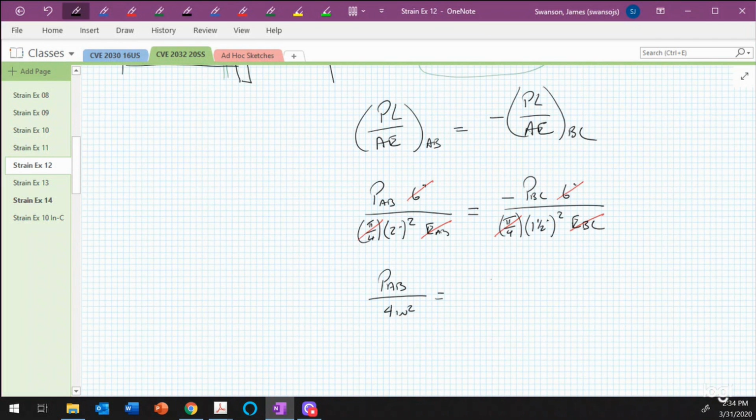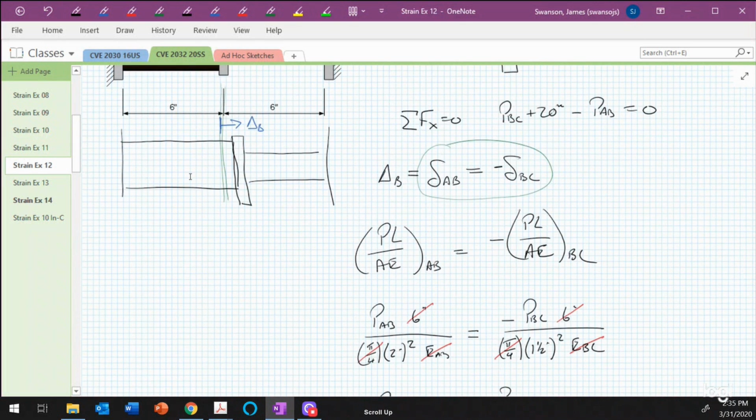is equal to minus P sub BC divided by 1.5 squared. 1.5 squared is 2.25 inches squared. So let's see. If we put the 4 in there like that, divide by, we end up with P sub AB is equal to minus 1.778 P sub BC.